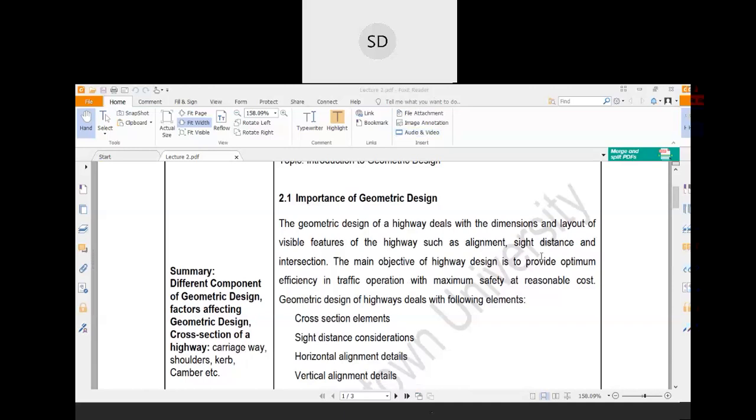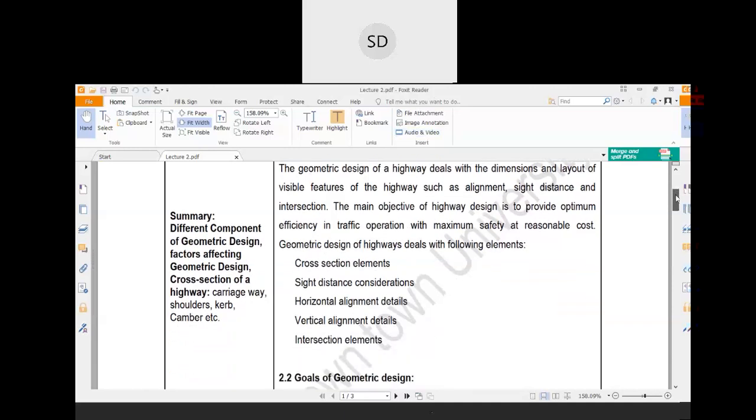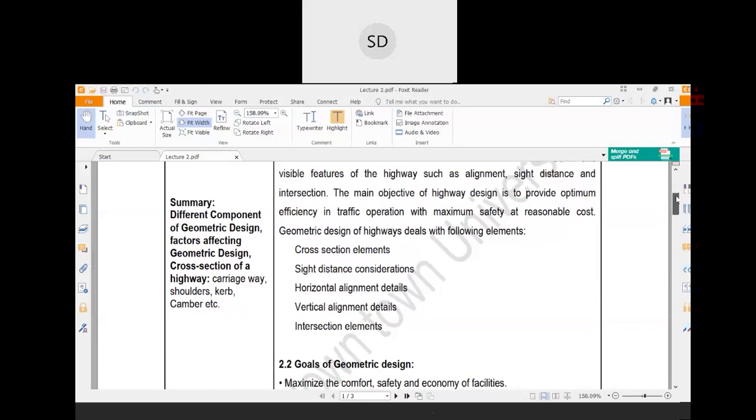And geometric design of highways deals with the following elements. What are the elements? First one is cross section elements, then side distance consideration, horizontal alignment details, vertical alignment details, and intersection elements. So from the subsequent chapters, we will discuss these different considerations separately.